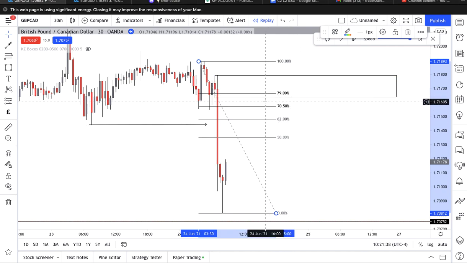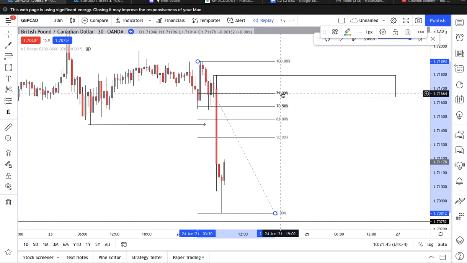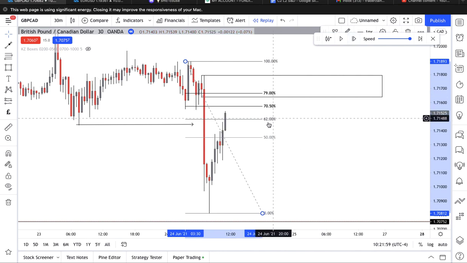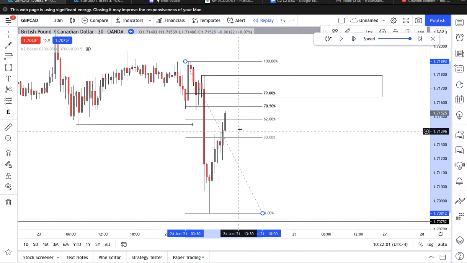Now, look at the Fibonacci levels. Does this zone align with the discount? The premium? Yes. It's in our premium level. And remember, we want to sell anything above the equilibrium because it would be at a premium price, right? So now when price starts to pull back, it breaks through the equilibrium. We don't want to be looking to sell yet. We want to sell off a zone that is within our premium range.